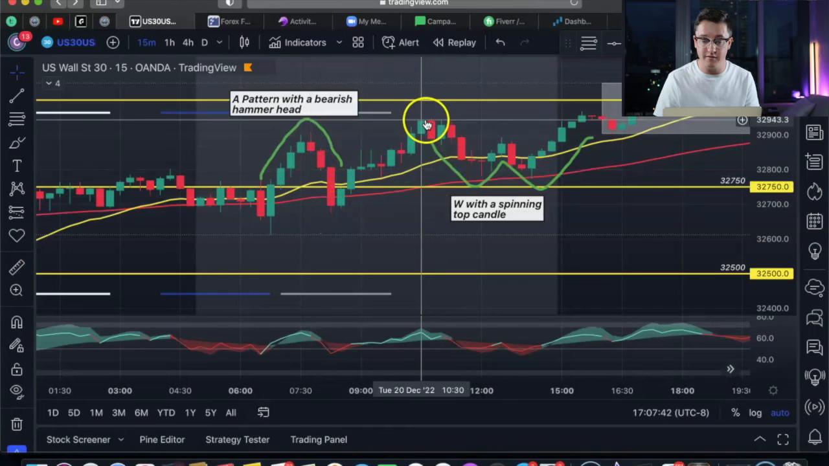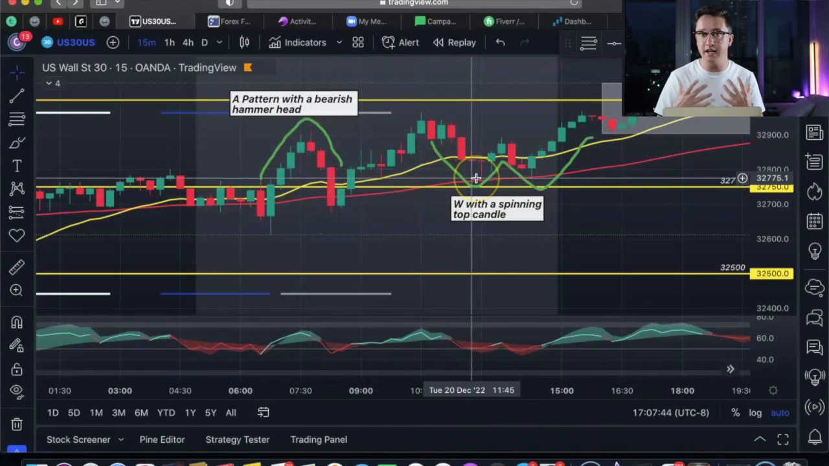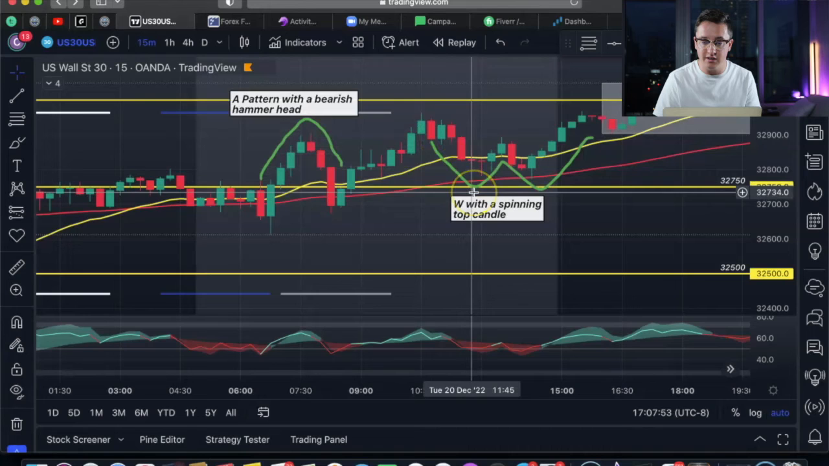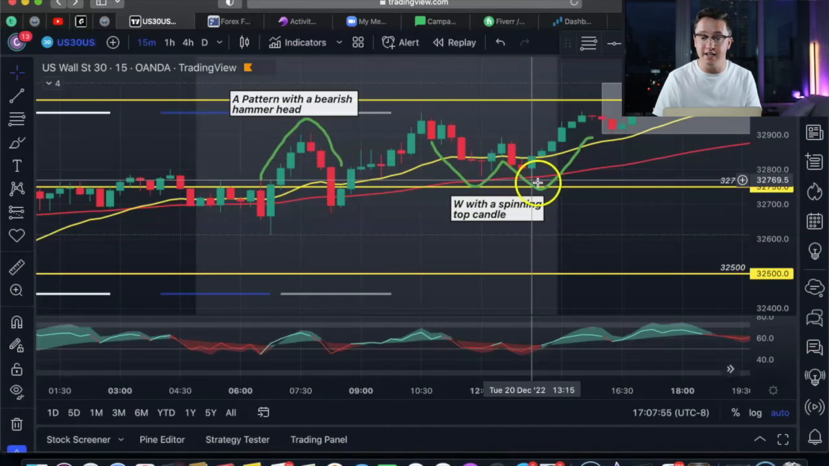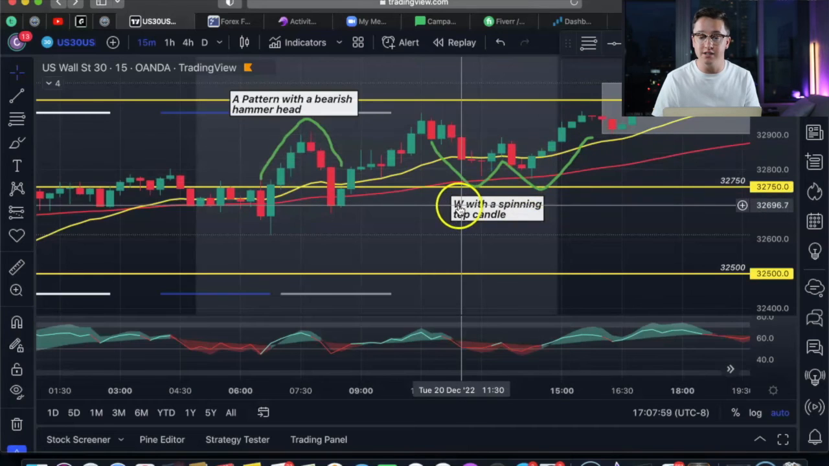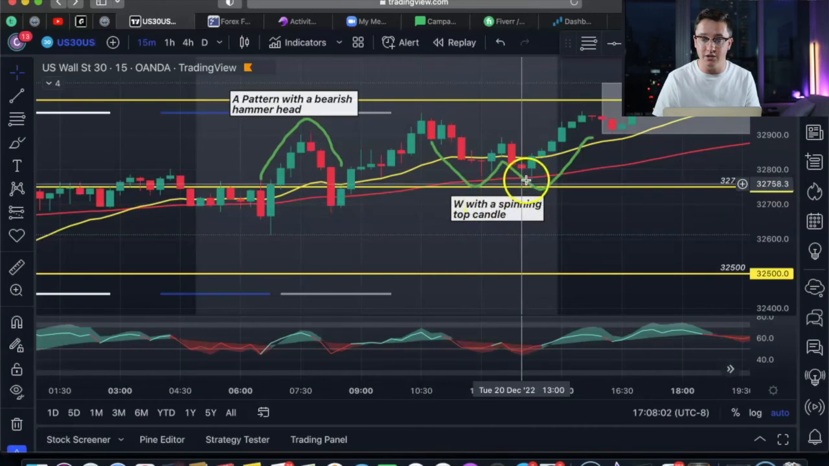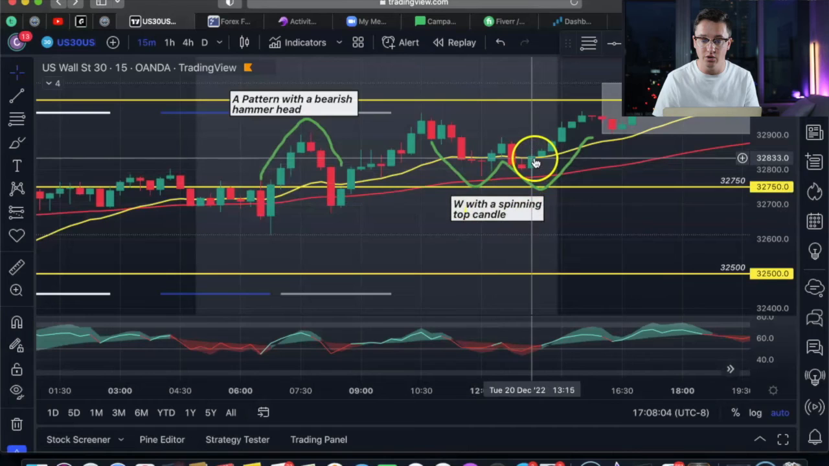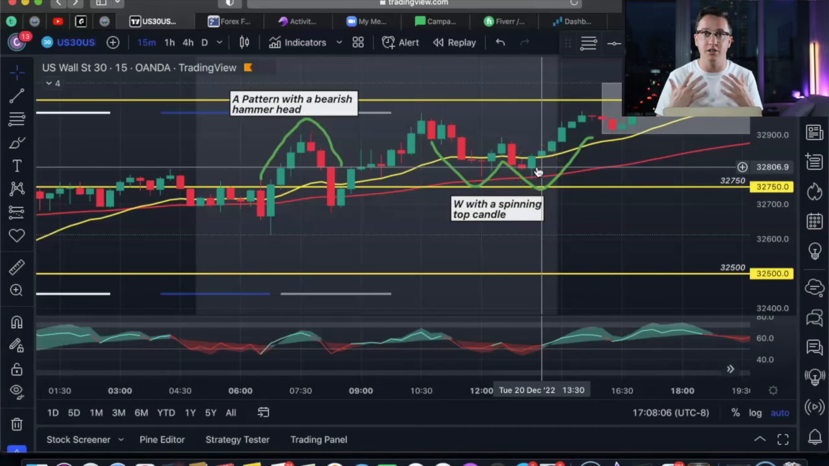Now we can see right here we have this W pattern. When you're looking at W patterns, you want to catch the right leg of it. Or if you're looking at an M pattern, the right leg of the M pattern. We can see this is the left leg of the W, goes down, then up, then down. Here's the right leg of the W pattern, and it goes up. So we can see a W with a spinning top candle. Right here's our spinning top candle. Wicks to the bottom, it's going to go up.